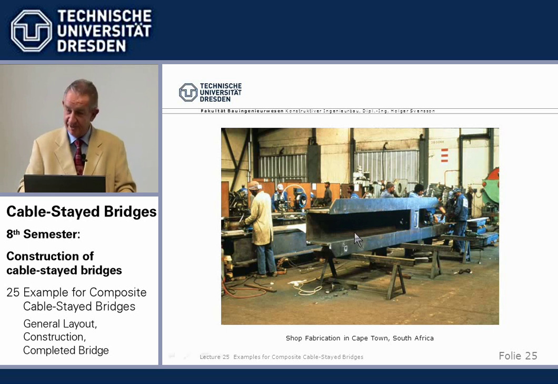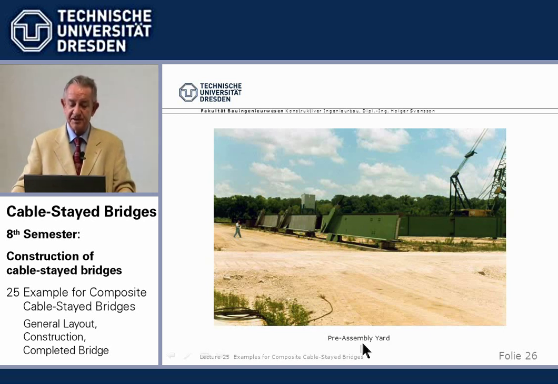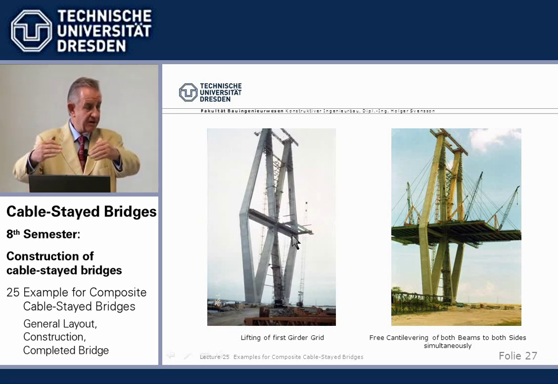Everybody was happy. Here then, after fabrication and first primer in South Africa, the steel parts, main girders, cross girders, were transported by ship to site, and then pre-assembled, test-fitted in the pre-assembly yard. And from there, the beam construction started. We had separated the steel grid and the concrete deck. So 60-ton lifting weights for the steel grid was the maximum we had.